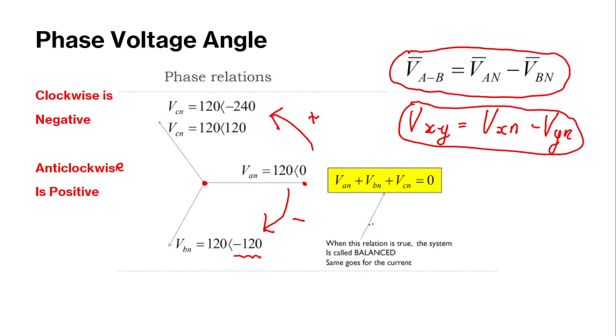And one thing to keep in mind, anytime you have a balanced system, the sum of the voltages and the currents will be 0. So if a question asks to show that the system is a balanced system, you just get the three phases, the voltages and currents, and add them up in vector and phasor form and show that you're getting 0 as the answer. If you're not getting 0, that means the system is unbalanced.